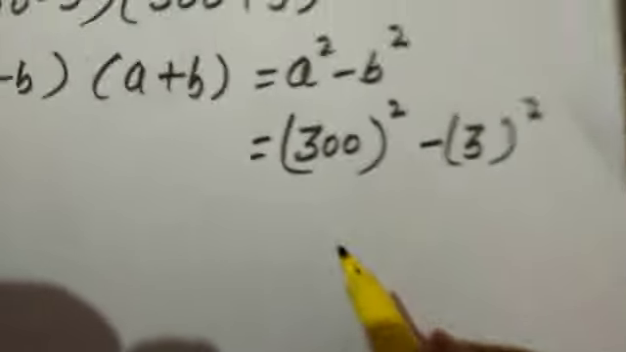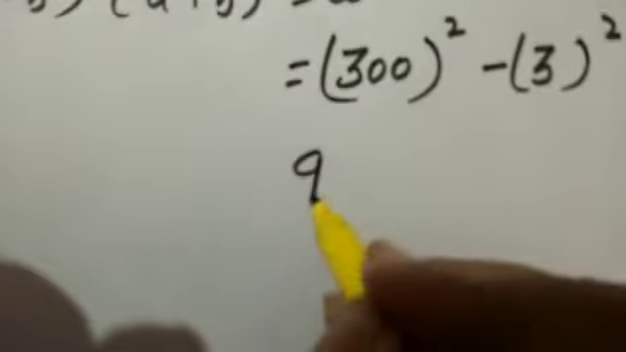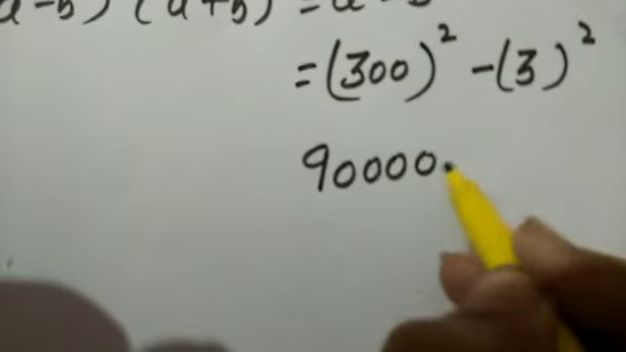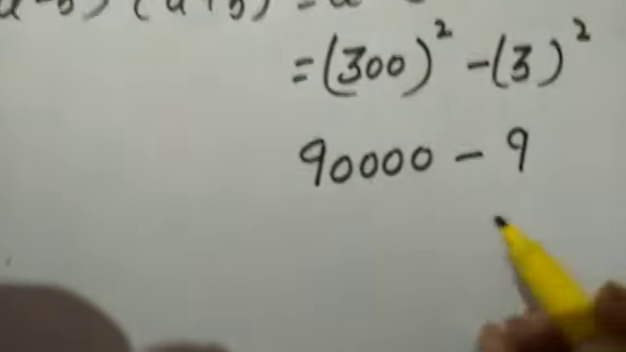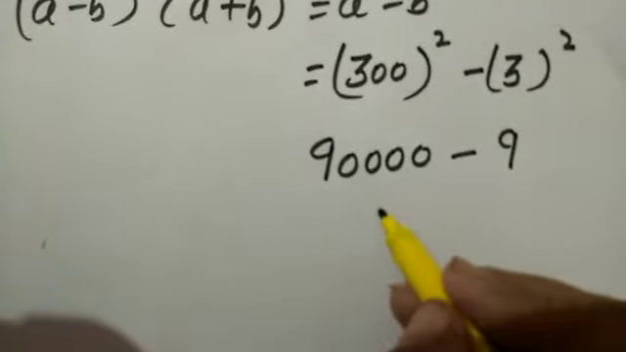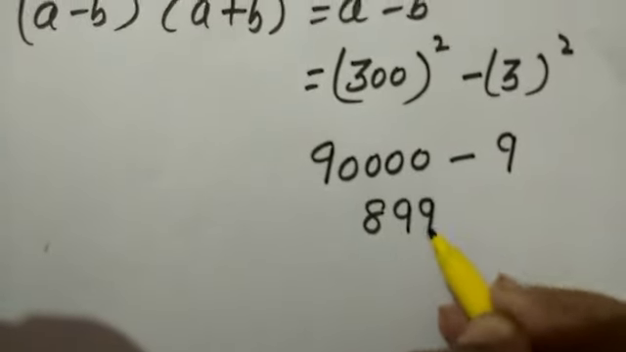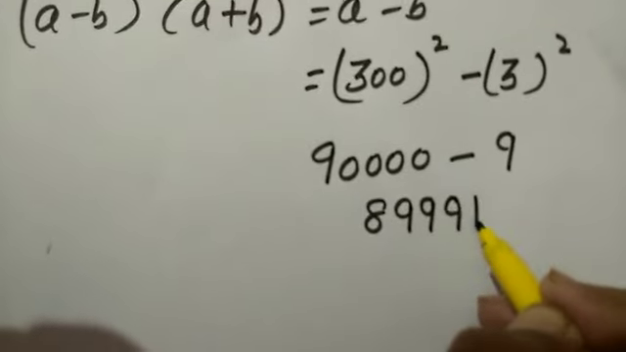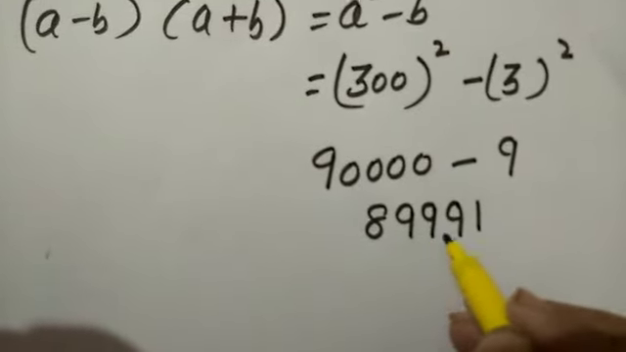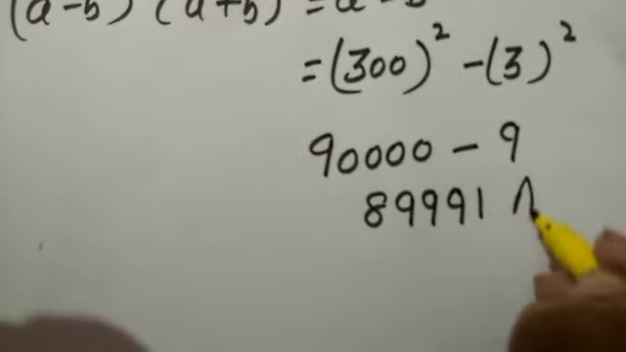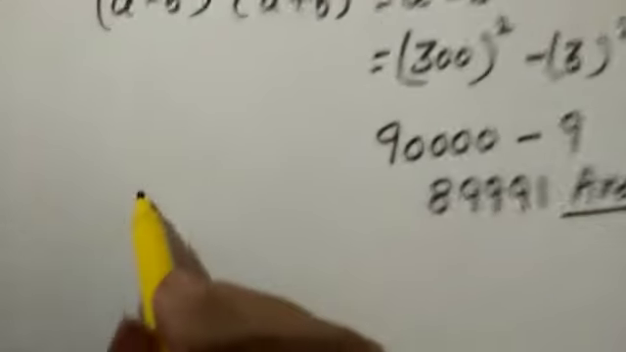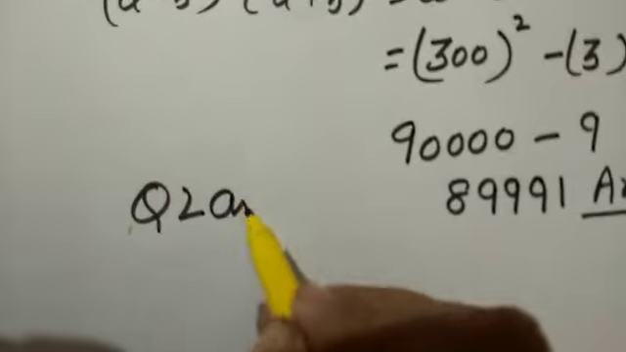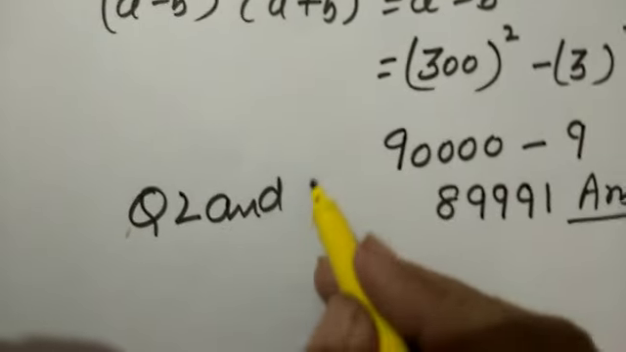So the result will be 300² − 3². So the 300² will be 90,000 minus 9. So it will be 89,991. So you can complete question number 2 and question number 6.